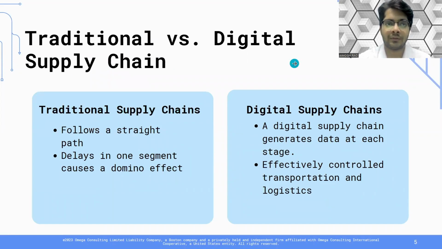Coming to the differences between a traditional and a digital supply chain. For a traditional supply chain, it follows a straight line path. And hence, delays in one segment cause a domino effect on the other parts of the supply chain. Whereas for a digital supply chain, it generates real-time data at each stage of the network. And this data is effectively used to control the transportation and logistics.